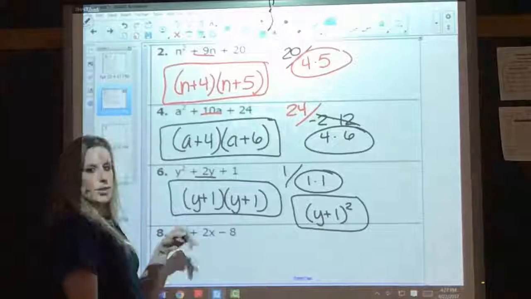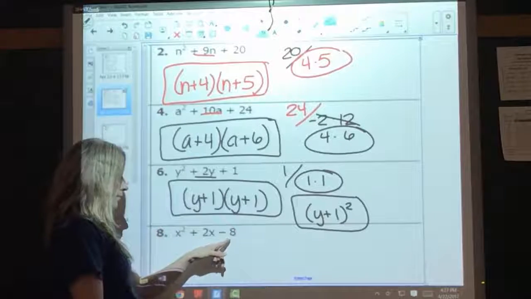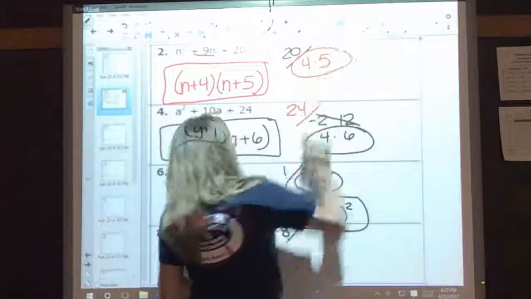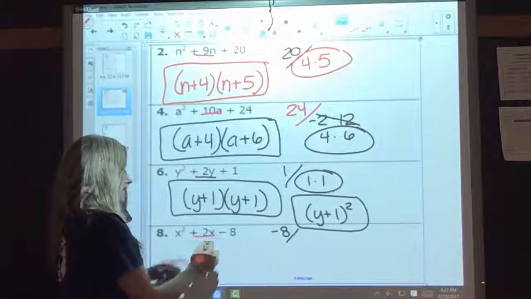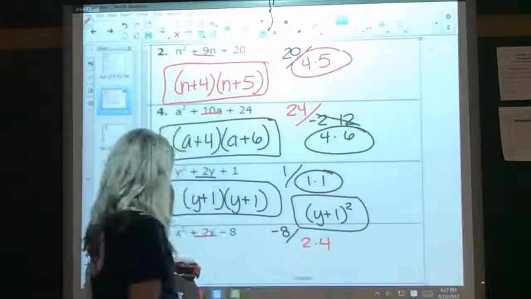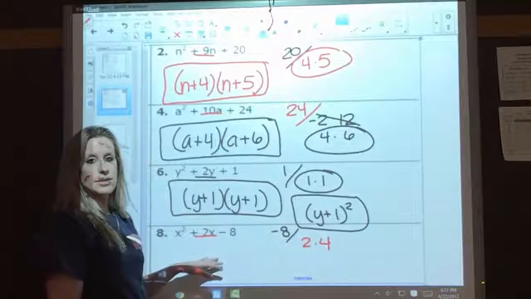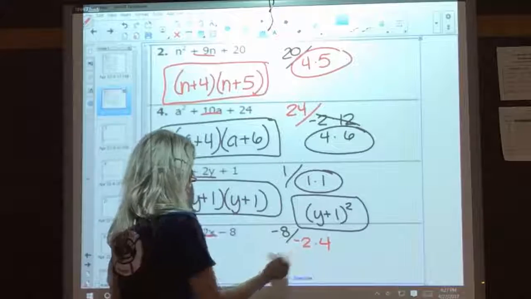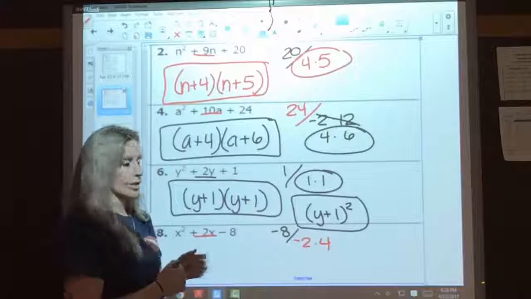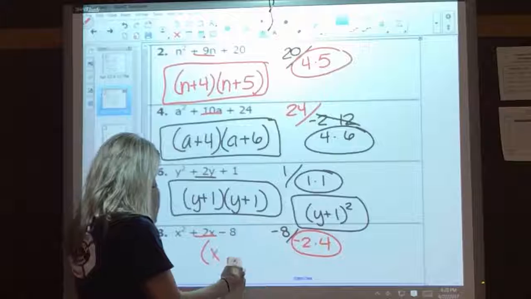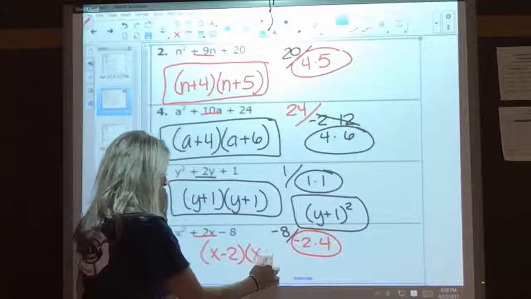Okay, the last one on the right side that you had to do, we have negative 8. So the factors of negative 8 that'll add or subtract to give you 2 in the middle would be 2 and 4. Okay, and we need a positive 2 in the middle. So our bigger number is going to be positive, and our smaller number is going to be negative. Okay, so it's going to be x minus 2, x plus 4.